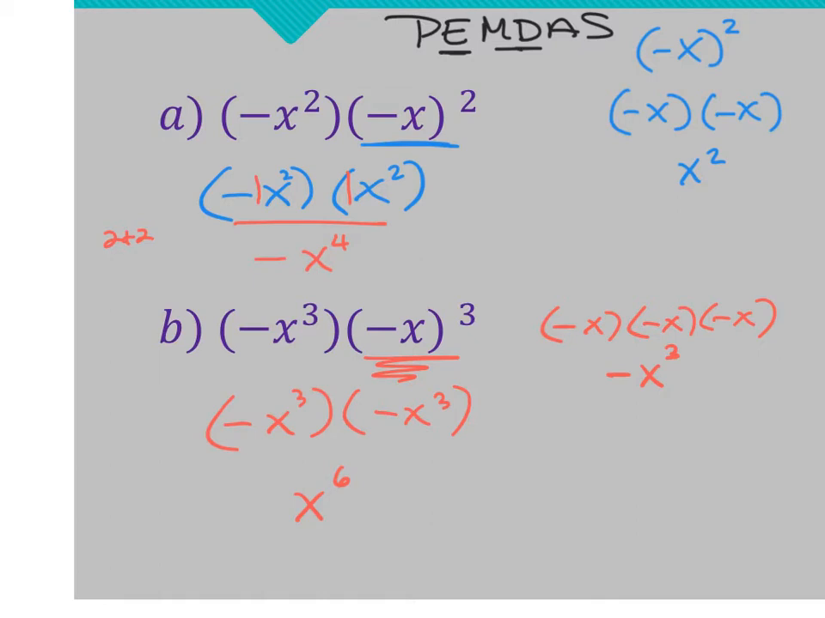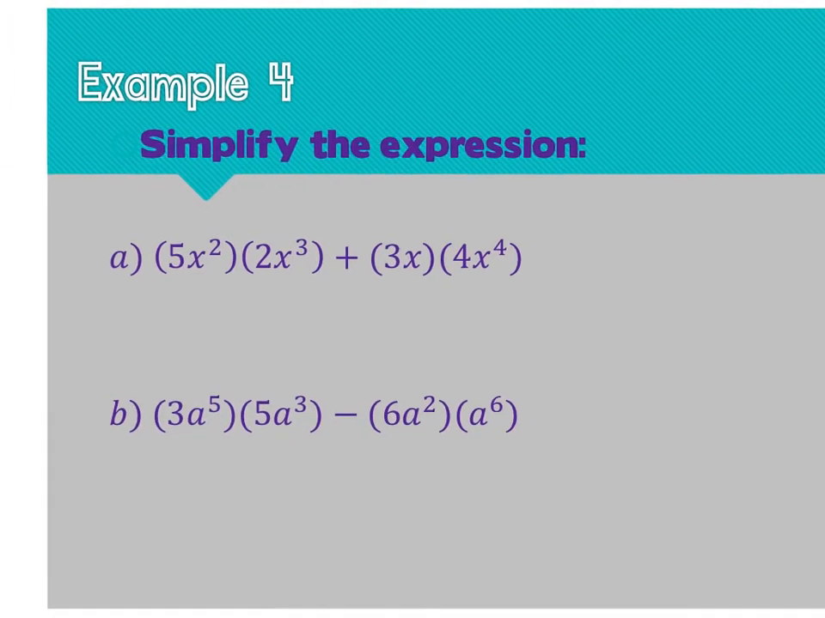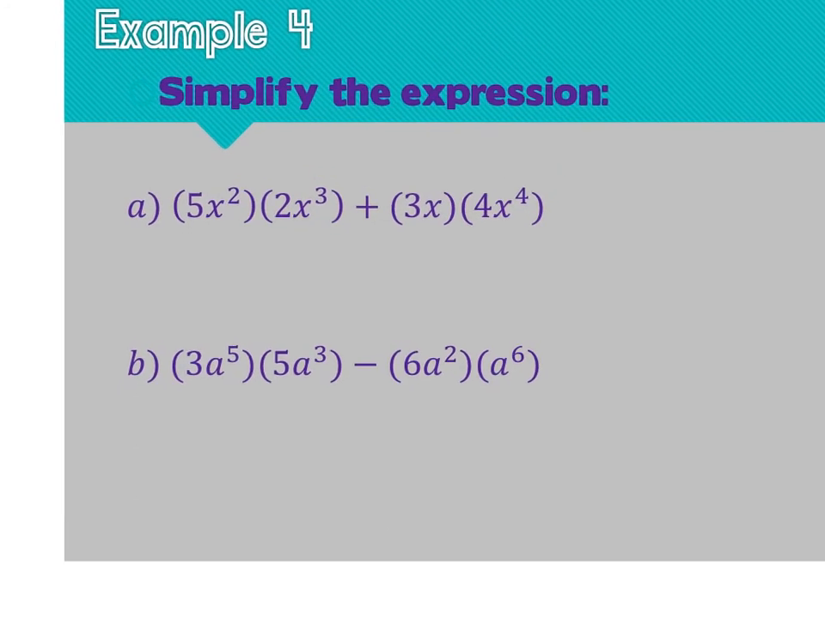Good so far? All right, let's move on to example 4. Okay, for example 4, now what I have is an addition sign in between here. Again, I'm going to follow order of operations. So I'm going to multiply each of these on either side of the plus sign. I'm going to multiply them first, and then I'm going to go back and see if I have any like terms that I can add.